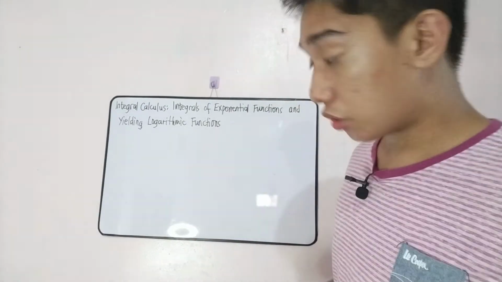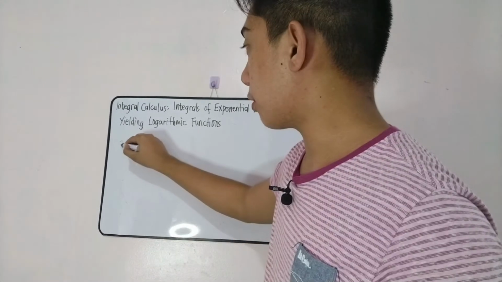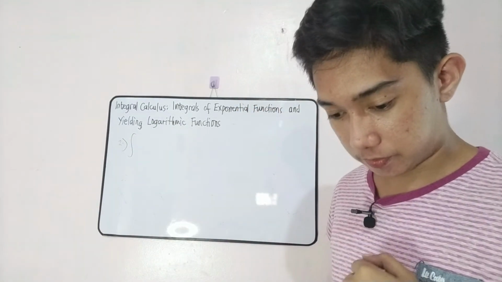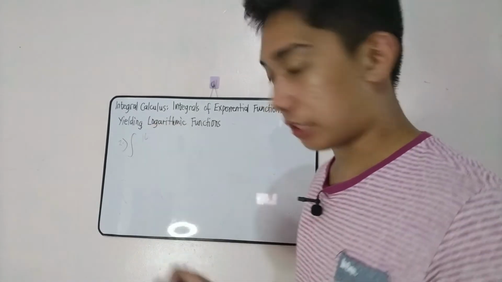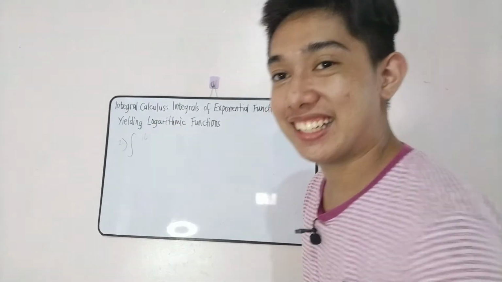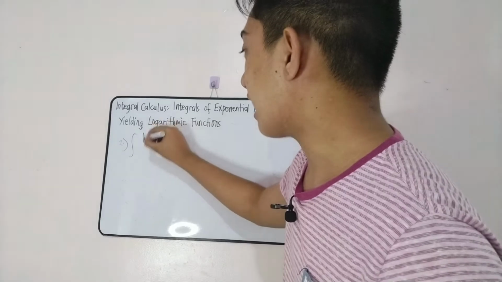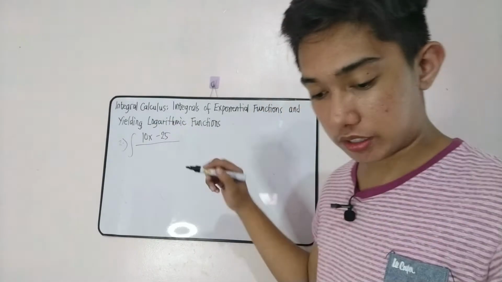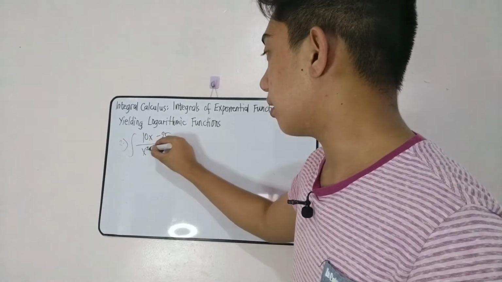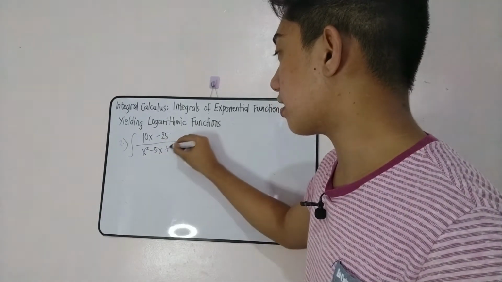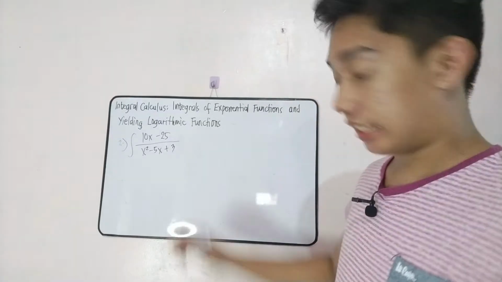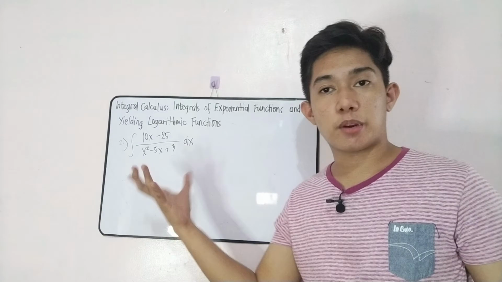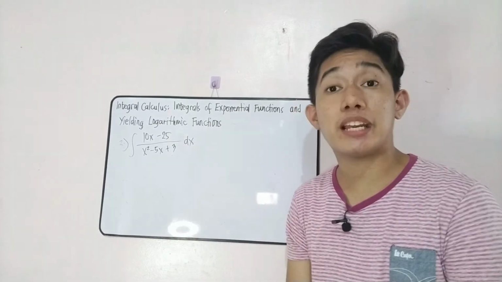Okay? So, for number 2, we have the integration of (10x minus 25) all over (x squared minus 5x plus 3) dx. So, when we scrutinize this example, mapapansin natin, mahirap siya.